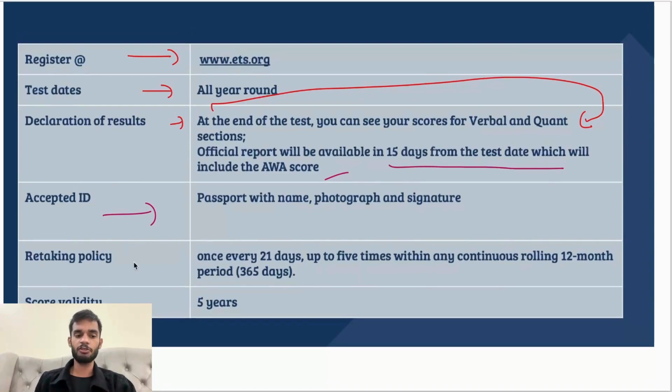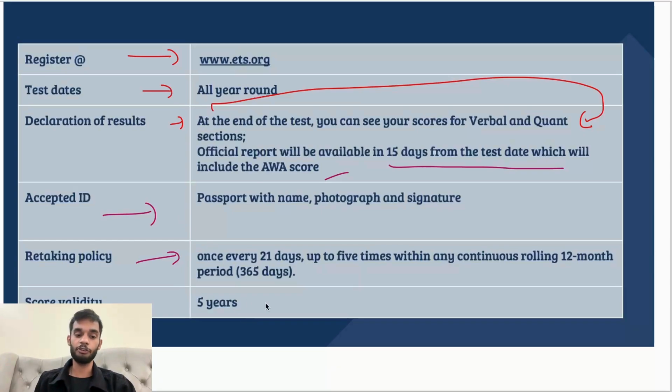Retaking policy: once every 21 days, up to 5 times in a continuous rolling year. So that means you can take it 5 times in a year. Let's say once every 21 days, or for easiness you can say once a month, you can take this test. So if I have taken a test in February, the next test I can take in March, or let's say April as well.